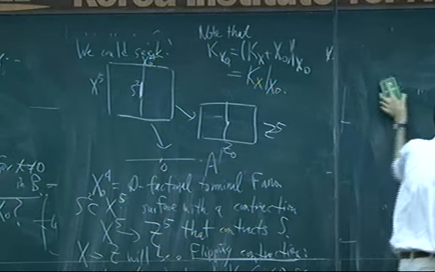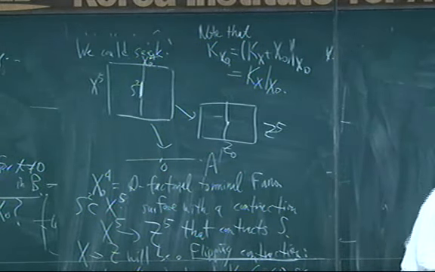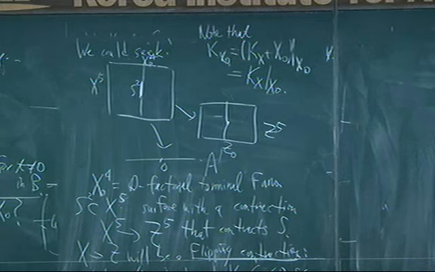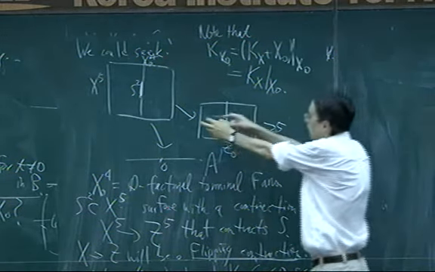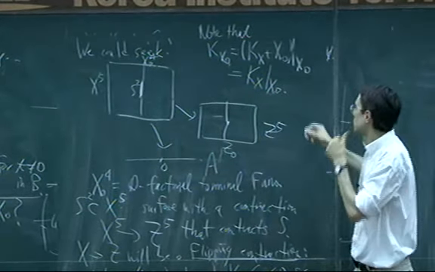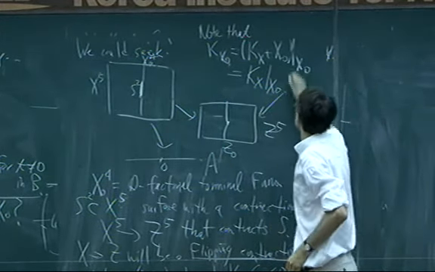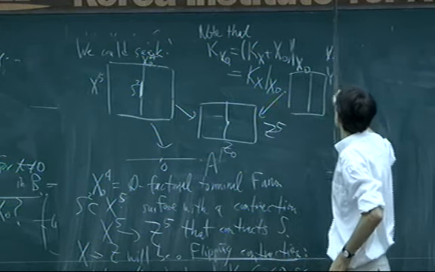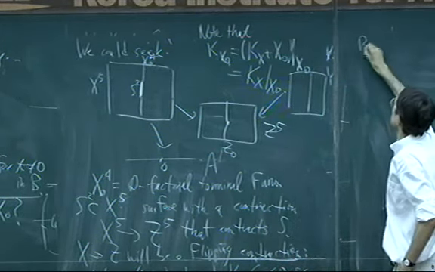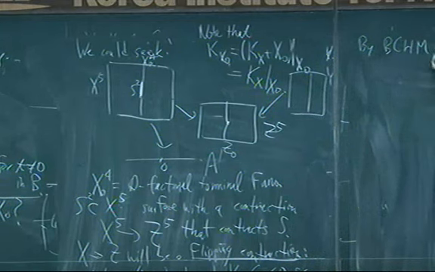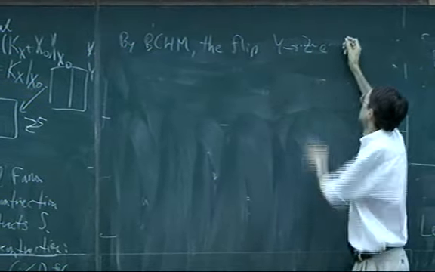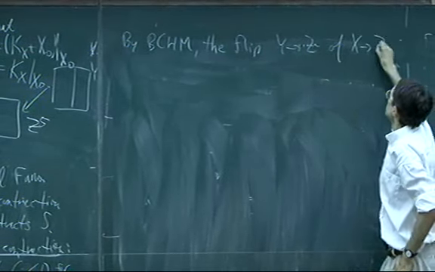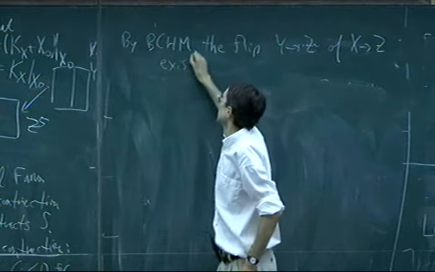Okay, and then what else do I want? I guess I don't need anything else, because if I can get these properties here, then I know that this flipping contraction possesses a flip. That means there's some other variety Y with certain properties. By BCHM, any flipping contraction has a flip. The flip of X mapping to Z exists, and is unique.